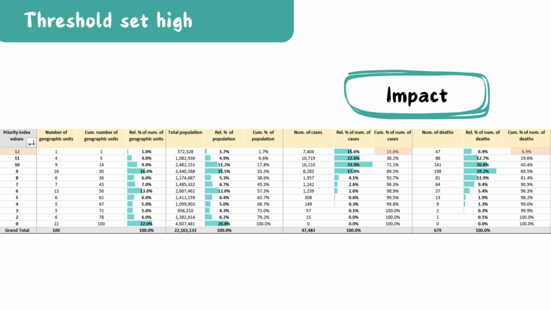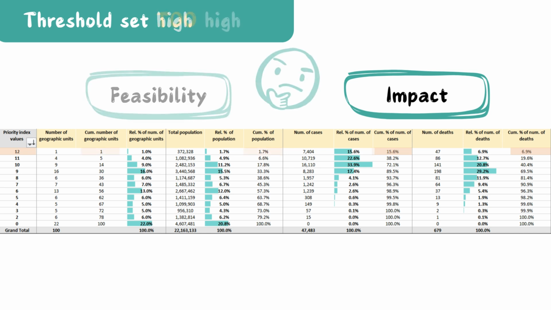However, considering that 15% of the cases and 6% of the deaths occurred in PAMIs, implementing multisectoral interventions in PAMIs would be likely to have a moderate impact to control cholera. As a result, selecting 12 as a priority index threshold would not achieve a good balance between feasibility and impact.